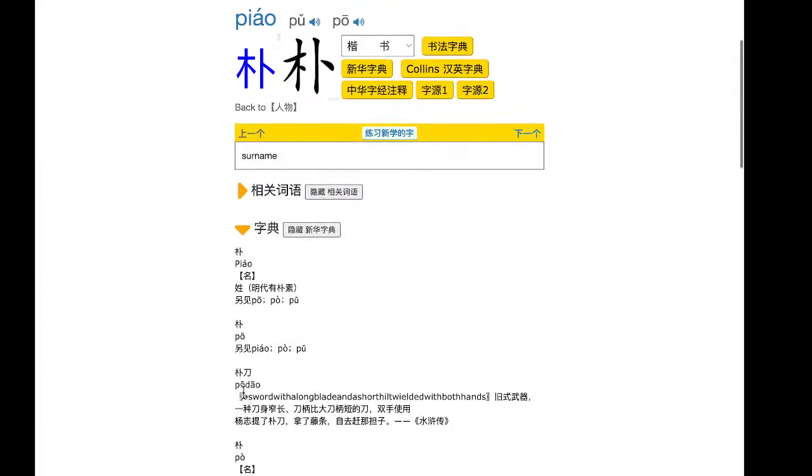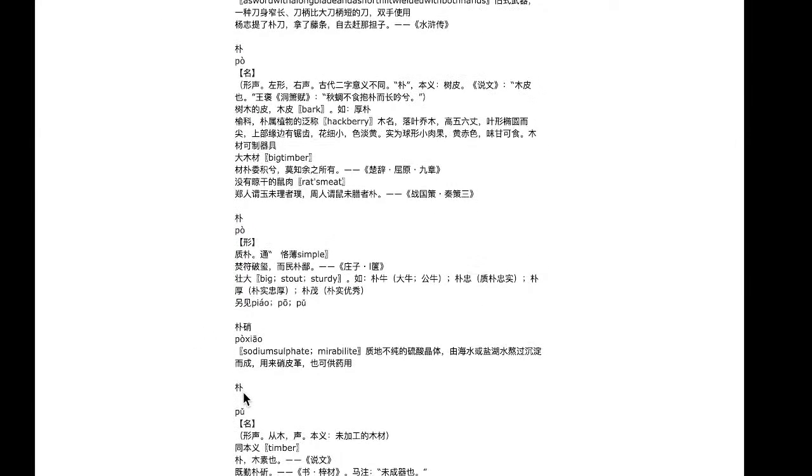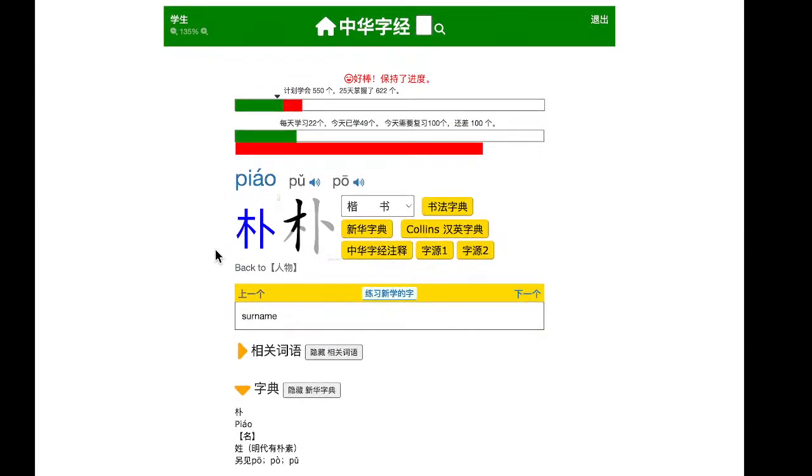I think this is the one? I don't know if it's the same one as Park in Korean. It might be. Let me check. Because they did used to use Chinese characters. So 朴, the Korean surname, Park, used to be written like that. It's the same name.